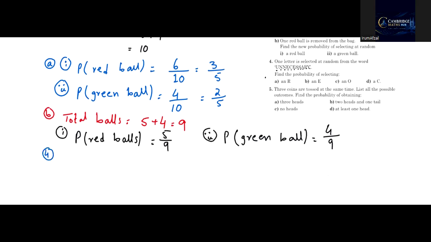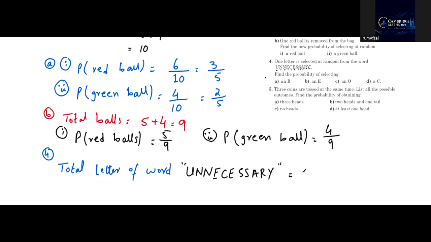First of all, we must know how many total letters are in the word. So we have U double N E C E double S A R Y. Okay, so this is basically the letters we have. So we need to check how many total letters we have. We have total 11 letters over here. And from this, we need to find out the probabilities of some of the letters, not all. So let's find out the probabilities one by one.